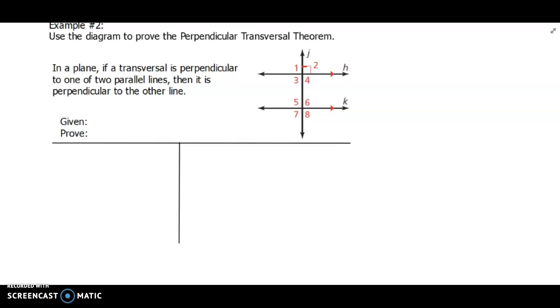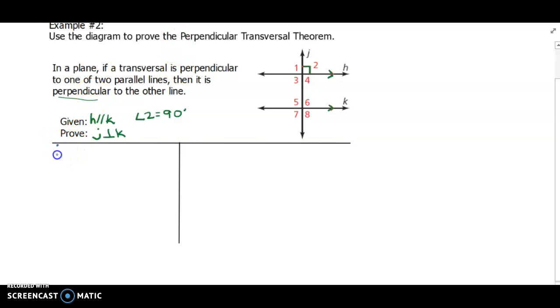All right, guys, let's look at example number 2. So I'm going to write a proof here. It says use a diagram to prove the perpendicular transversal theorem. So in a plane, if a transversal is perpendicular to one of two parallel lines, then it is perpendicular to the other line. That's what the theorem tells us. So our given here, guys, is that line H and line K are parallel, so H is parallel to K. And I'm also given that angle 2 is 90 degrees, okay? Now I want to prove that line J is perpendicular to line K. I want to prove that it's perpendicular to the other line.